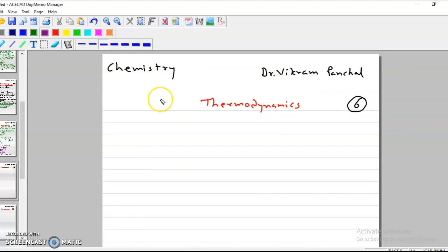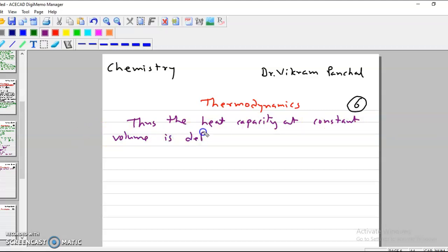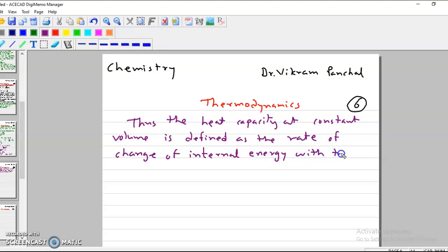Okay. So thus we can say that the heat capacity at constant volume is defined as the rate of change of internal energy with temperature at constant volume. Okay, so this is all about heat capacity at constant volume.